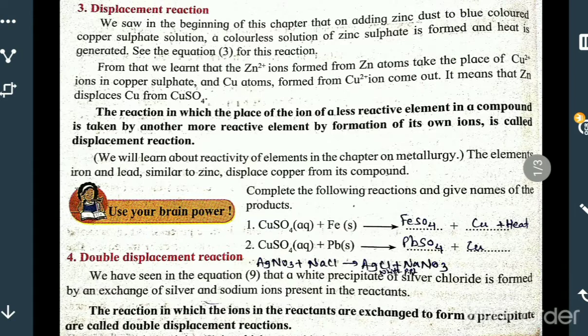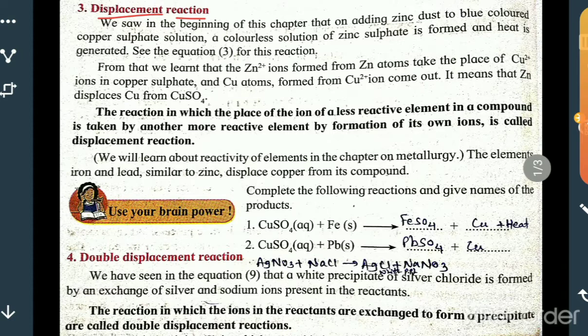In the last video, we studied two types of chemical reactions, that is combination reaction and decomposition reaction. In today's video, we are going to study the third type and the fourth type of chemical reaction. So let us see here. The third type of chemical reaction is displacement reaction.